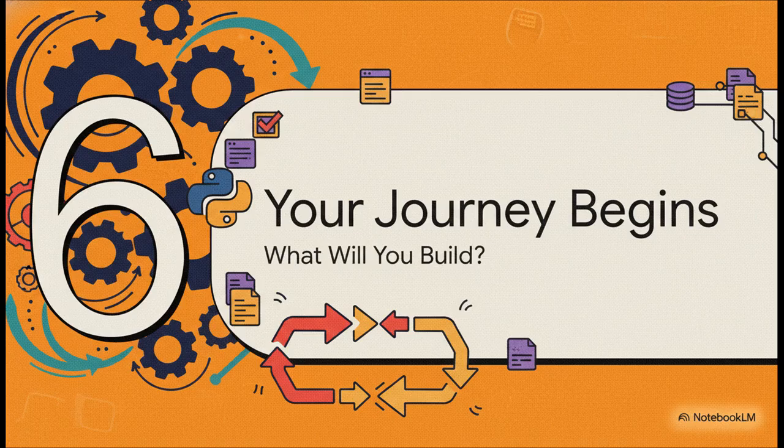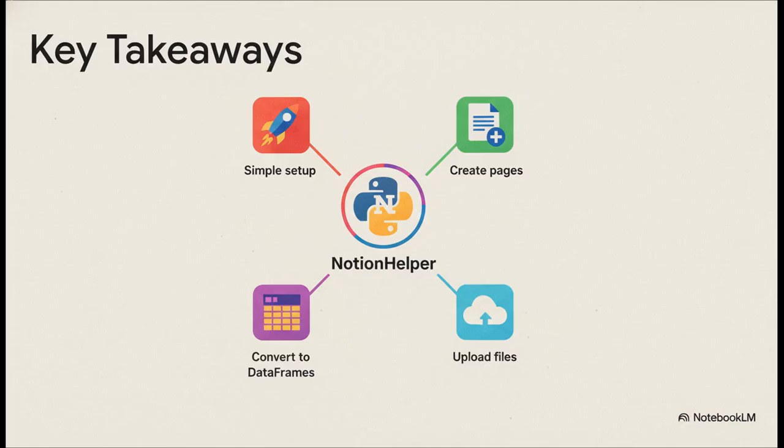So let's do a quick wrap-up and go over the key things you need to remember as you start your own automation journey. So let's boil it all down. What are the big takeaways? First, getting set up is ridiculously fast. It's just a pip install and an API token. From that point on, you have the power to create pages and content from your code. Pull all your Notion data straight into Pandas for some serious analysis, and handle all those tricky file uploads with dead simple single-line commands. You've basically got a direct pipeline from your code to your Notion workspace.